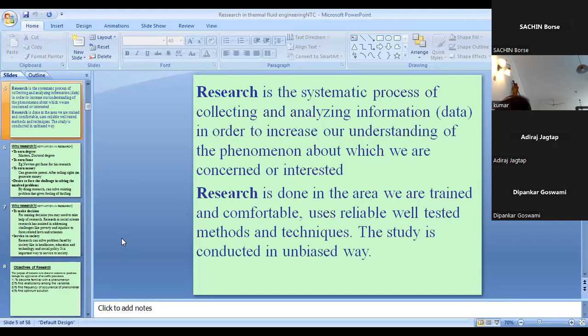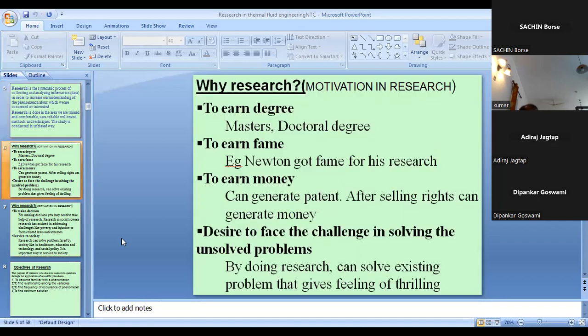Then we saw the definition of research. It is a systematic process. What we do, we collect the data and analyze the data. What is our purpose? To improve the understanding of particular phenomena. And for research, we need some training in that subject. Anyone cannot do the research, provided he has to build some knowledge in that field, and then he can do the research.